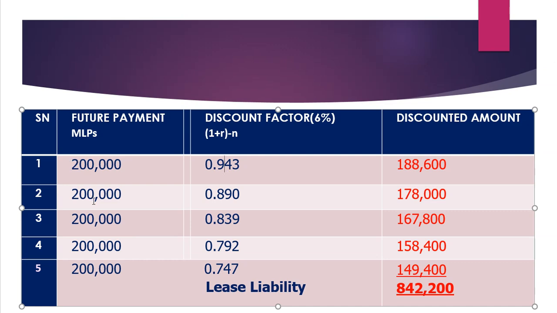How do we get that? You get 1 minus 1 plus r to power negative n. You divide everything by r. So by doing that, in that case, n is 5 because we have 5 years here. So the annuity factor you'll get, you'll simply multiply it by 200,000 and you'll get 842,200, and that is the shortcut one could use.